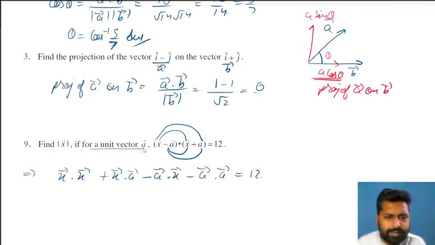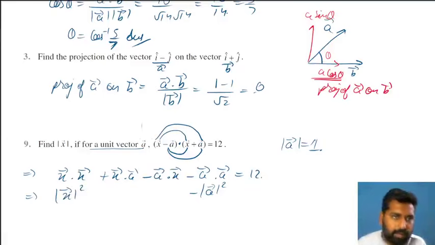The question says a is a unit vector, that means magnitude of a is 1. Now what is x dot x from the property? Okay, first do this. What is a dot a? Mod a squared from the property. What is x dot x? Mod x squared. Now you already know that x dot a and a dot x, they are the same thing. Why? Because from the property it's clear that a dot b is the same as b dot a.